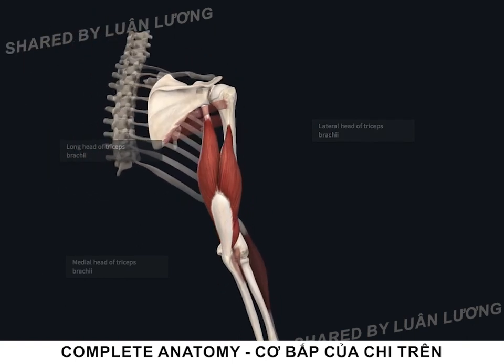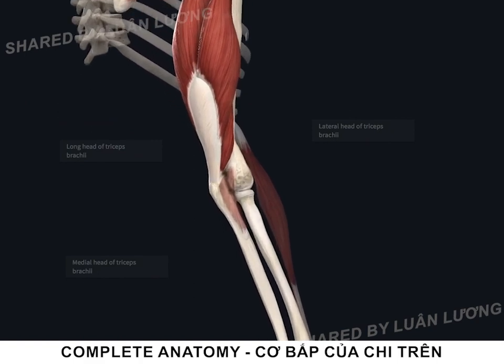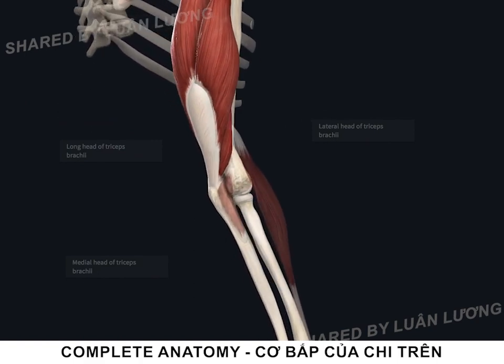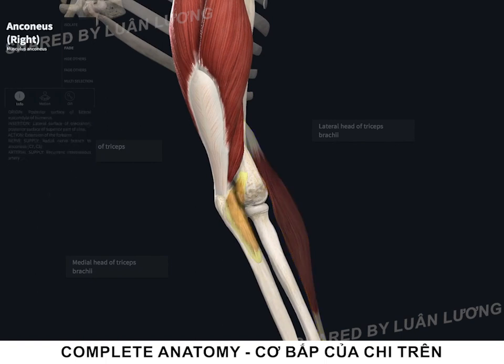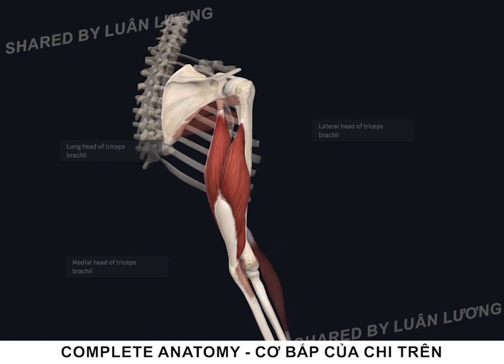The other muscles in this region are going to originate in the posterior compartment, but also cross the elbow, and that is the brachioradialis and the anconeus, which we will see later on in the forearm.